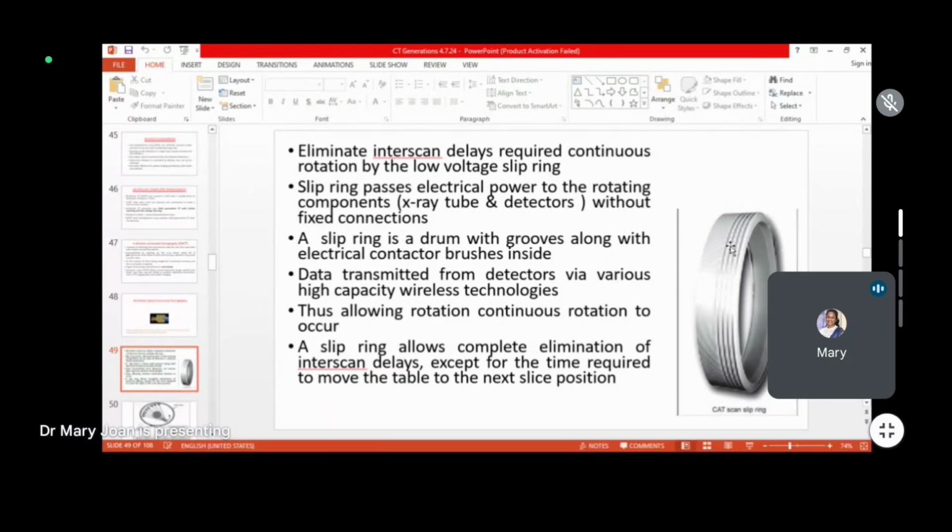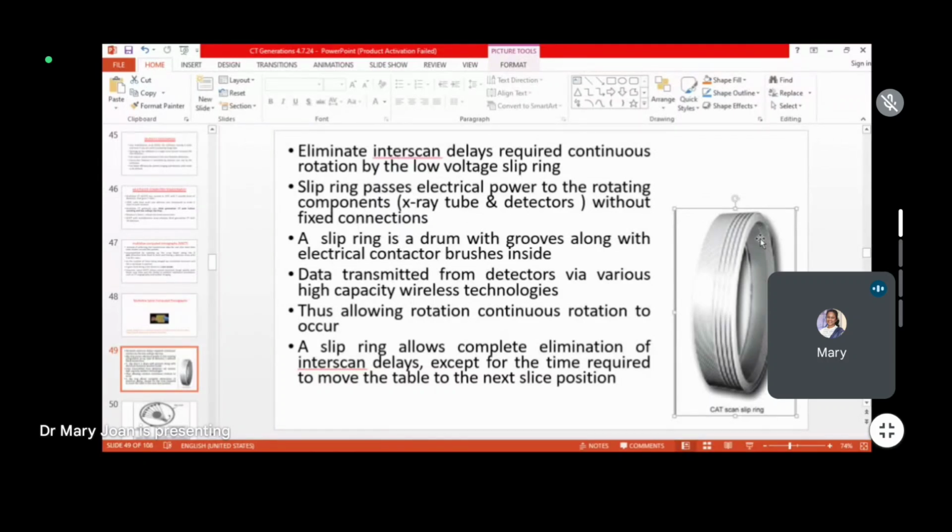So as we were discussing here, this is a CT scanner slip ring. There are grooves along which the detector and the X-ray tube rotate, and it is not connected by cables. So the power supply is given to the detector as well as the X-ray tube by these slip rings. So it is kind of a wireless technology. It does not require time for continuous rotation to occur. It can smoothly pass on from one arc to the next arc.